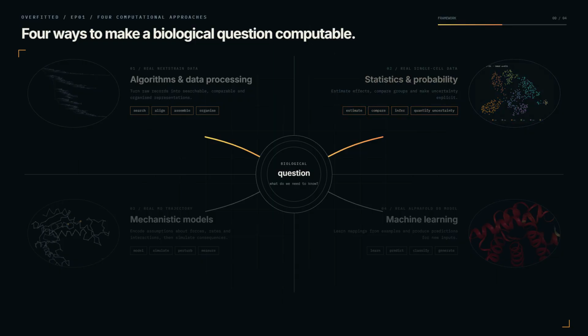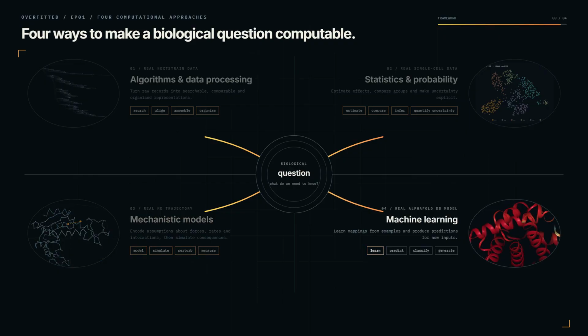Third, there are mechanistic or physics-based models. Here we try to represent something about how the underlying system works. Molecular dynamics is one example. We define a physical model and simulate the behavior that follows from it. And fourth, there is machine learning. Here, a model learns parameters from data so that it can recognize patterns, make predictions, or generate new outputs.